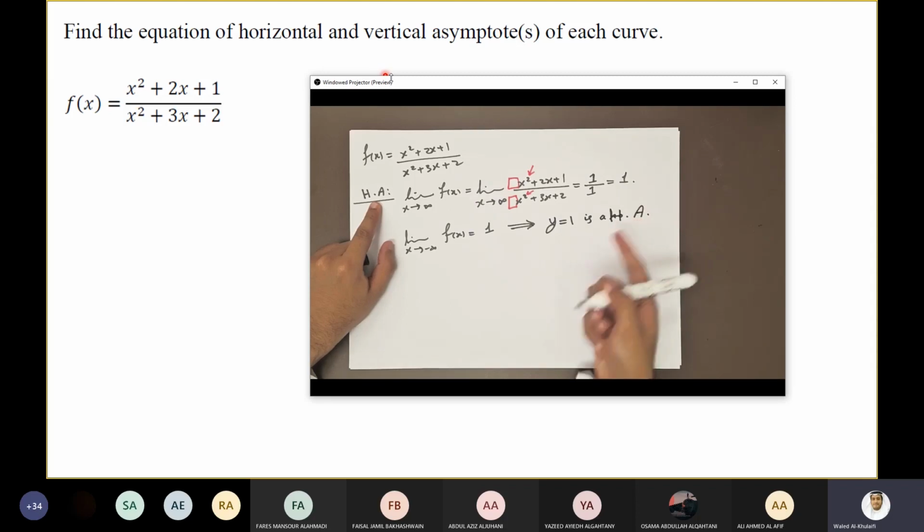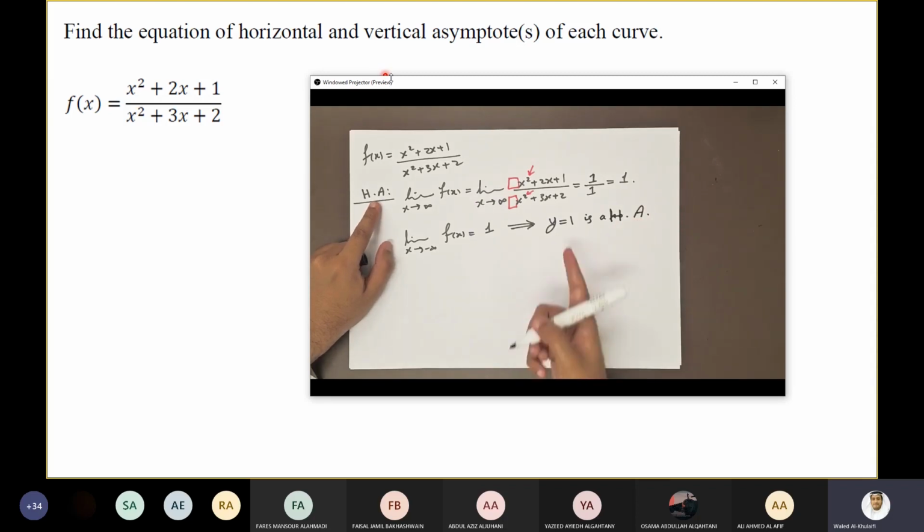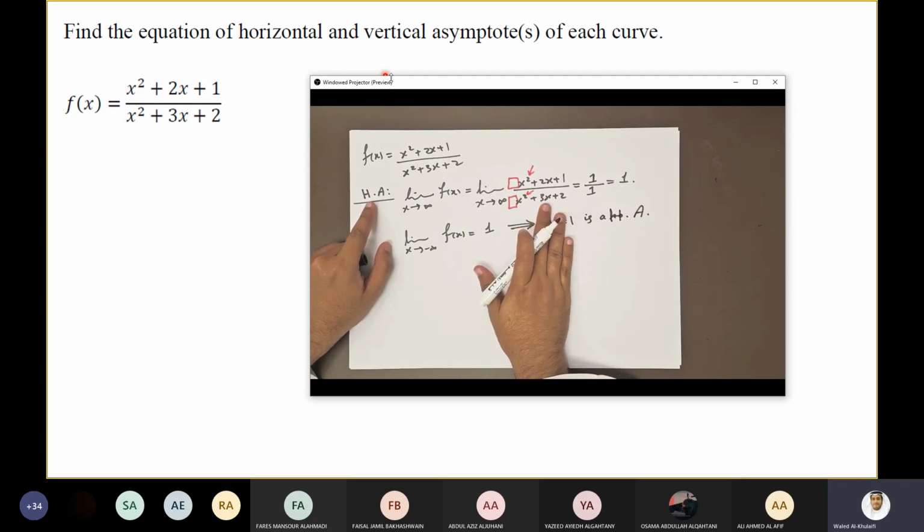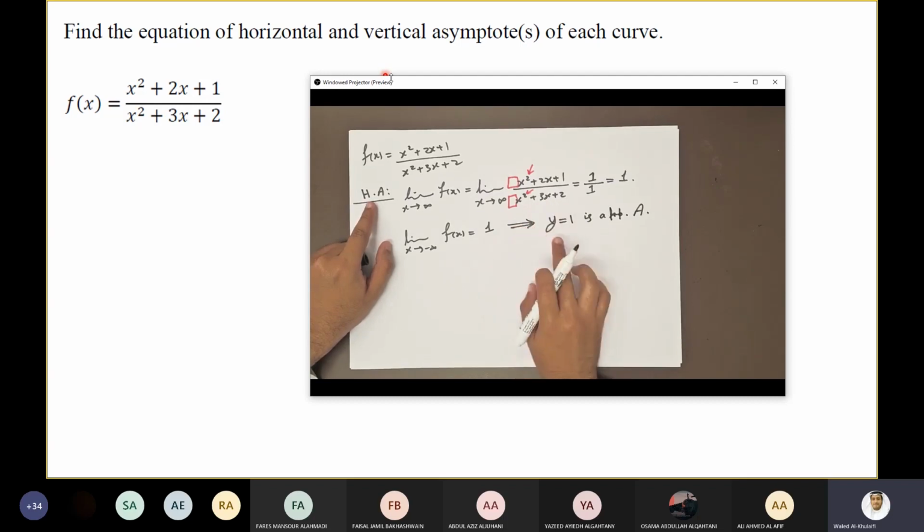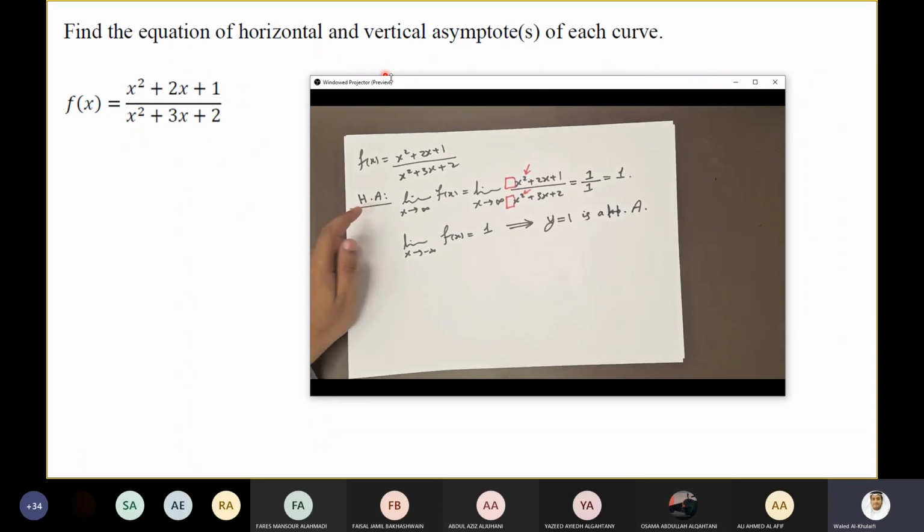I'm just making sure. HA means horizontal asymptote. And this is a common mistake among students. Some students say 1 is a horizontal asymptote, which is not correct. You must say y equals 1 is a horizontal asymptote, because y equals 1 is the equation of a horizontal line. But this line is special for that function, which is a horizontal asymptote.